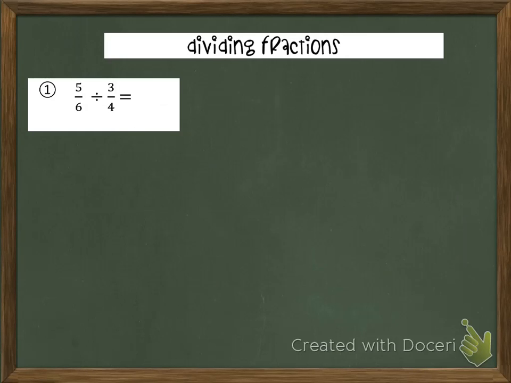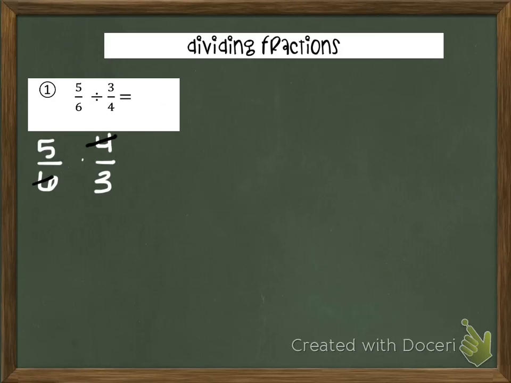So starting off with problem number 1, looking at this problem, there's no mixed numbers, so I don't need to get improper fractions. Do not simplify a division problem until you keep, change, flip. So I'm going to keep the first fraction the same, change the division to multiplication, and flip the second fraction. Only now can I look and do simplifying.